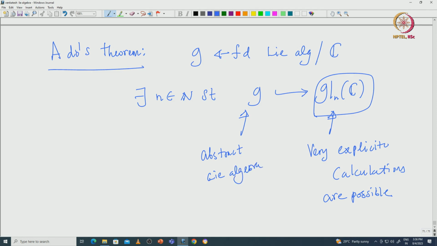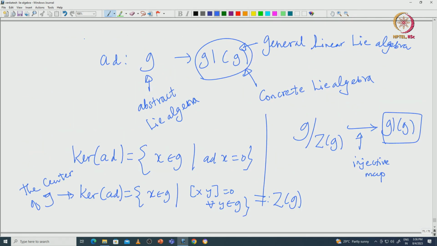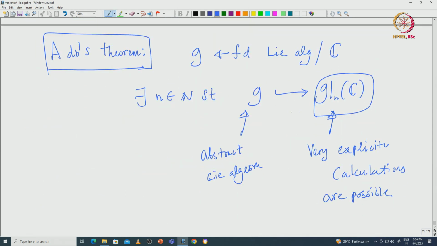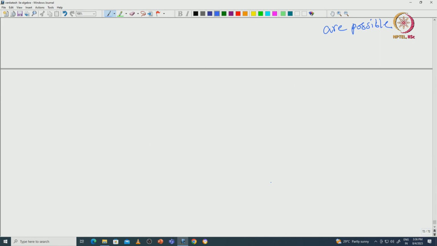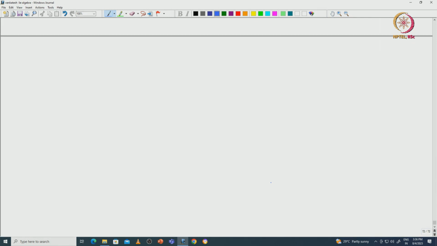So, that is why this Ado's theorem is actually a very important thing. But anyway, I will just state it here and then we will see later whether we can prove it or not during the course. So, now we will see a class of Lie algebras for which the center will always be 0. That class is called semi-simple Lie algebras.